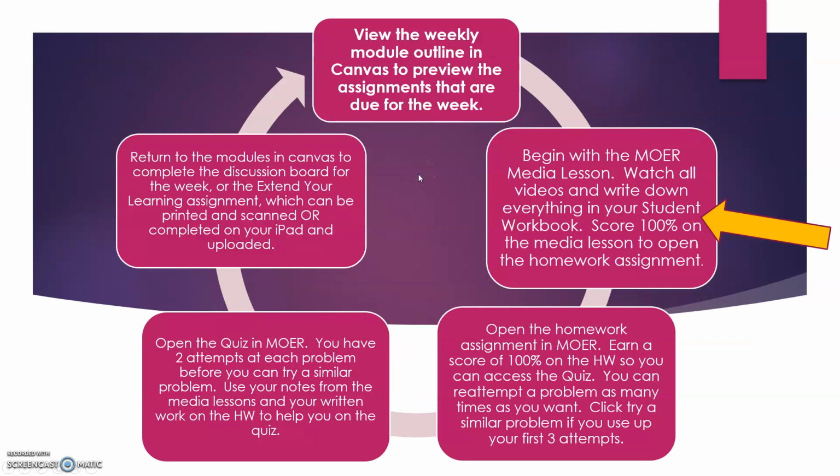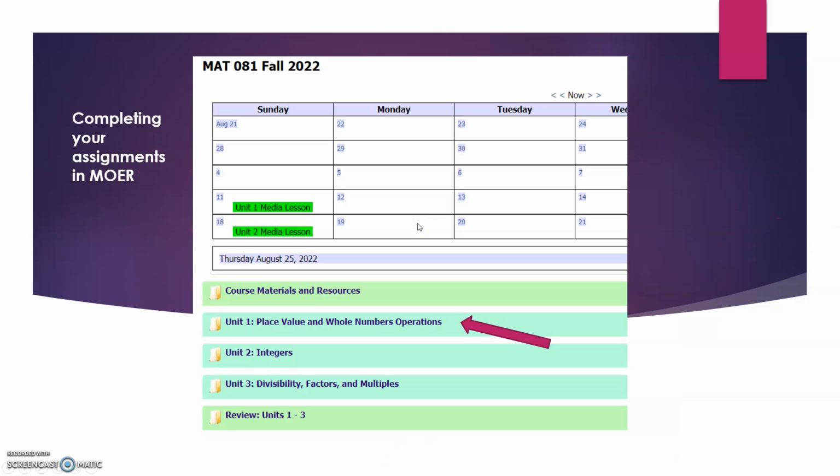Okay, so after you've viewed the outline and the module, then you're ready to start your More assignments. You want to start with the media lesson. The media lesson acts as your online classroom. So since we don't physically meet together in class, you are going to be watching a series of videos and taking notes in your student workbook while you are watching those videos. As soon as you score 100% on the media lesson, then you can open up the online homework assignment.